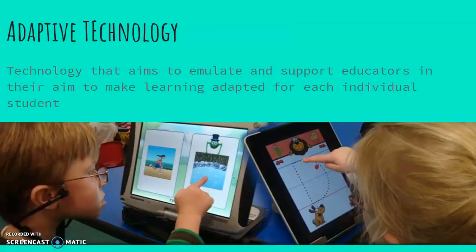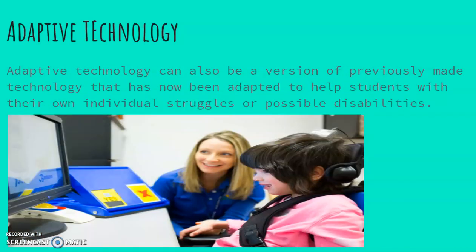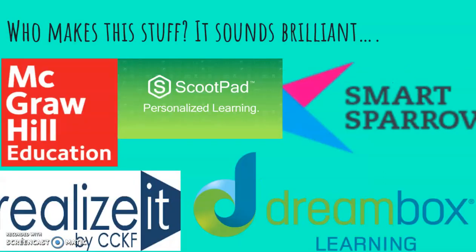So what is adaptive technology? Adaptive technology is technology that aims to emulate and support educators in their aim to make technology adaptive for the individual. So it's technology that helps each kid individually while supporting teacher and whole class instruction. There's two technical definitions of adaptive technology. The second being that we can take technology that's already in existence and adapt it to help individuals overcome their struggles or even disabilities. So either way, we're aiming for the individual and not the whole.